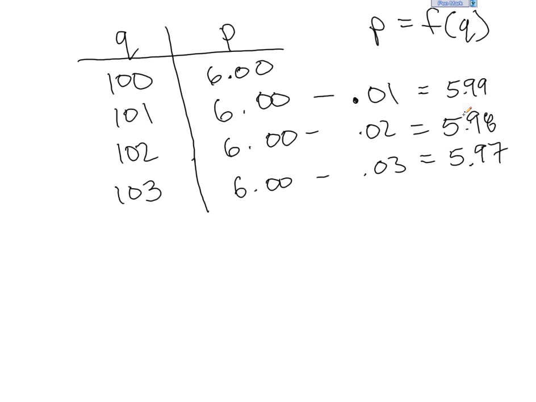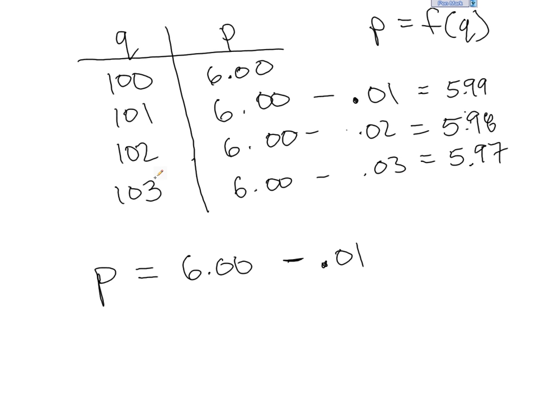Well, how am I able to get $5.99? I'm subtracting off multiples of 1 cent. To get the price, I start with $6. The $6 is going to decrease by 1 cent, but it's going to decrease by multiples of 1 cent. So, for example, when quantity is 101, then 1 times 1 cent is what I remove. When quantity is 102, then it's 2 times 1 cent. If quantity is 103, then it's 3 times 1 cent.